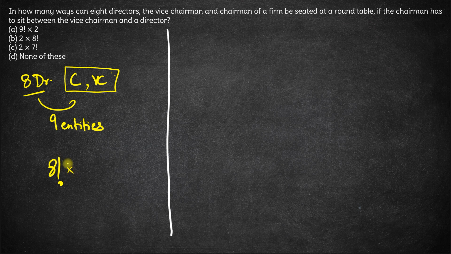Now what will happen in this 8 factorial ways is, wherever the chairman is, there is going to be a vice chairman next to him, and the other person next to the chairman definitely will be a director. There would be no other case, right? So 8 factorial ways, you can seat 8 directors and this group of chairman and vice chairman. Now in how many ways can you form this group of chairman and vice chairman? It is 2 factorial. So the total number of ways is 8 factorial into 2 factorial, which is 2. So this is going to be the answer, option B.